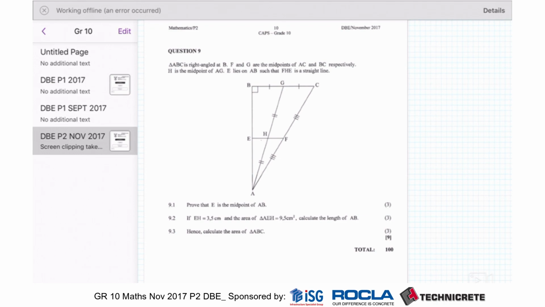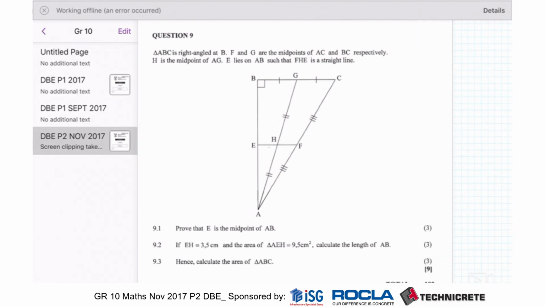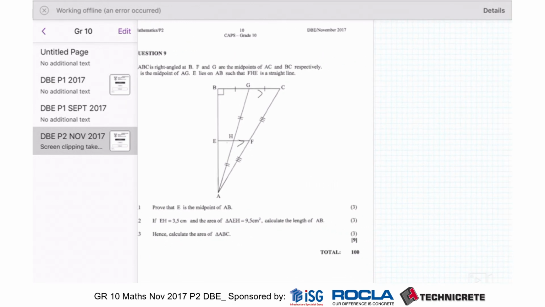It says triangle ABC is right angled at B, F and G. No, it's right angled at B only. F and G are midpoints of AC and BC respectively. H is the midpoint of AG. E lies on AB such that FHE is a straight line. So the fact that they're telling us that this is a midpoint is proving midpoint theorem. And midpoint theorem tells me that that is parallel to that. So it's wanting us to prove that E is the midpoint of AB. Okay, so we're proving essentially midpoint theorem.